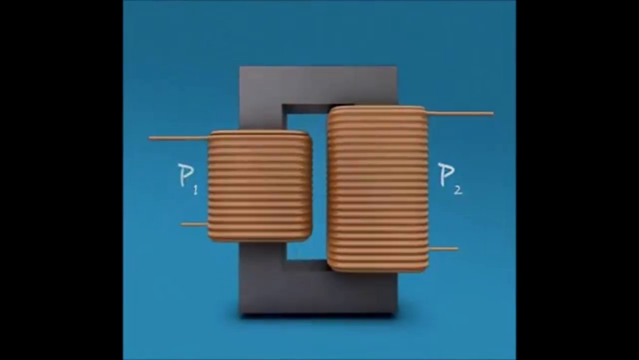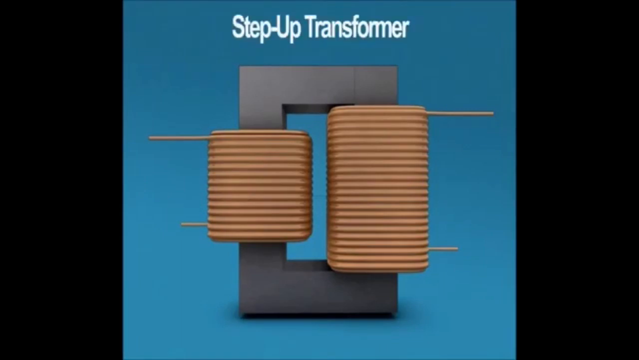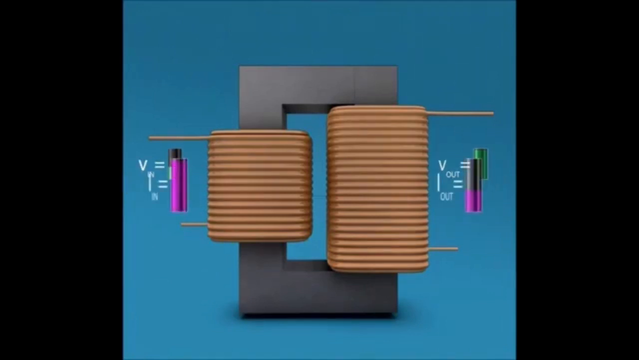As you can see here, in this case, the coil on the left side, which we can call the primary coil, has fewer turns than the coil on the right side, which we can call the secondary coil. And the transformer is called a step-up transformer. In this case, the voltage induced on the secondary coil, V out, is higher than the voltage applied, V in, on the primary coil, whereas the current is reduced as the power has to remain constant.